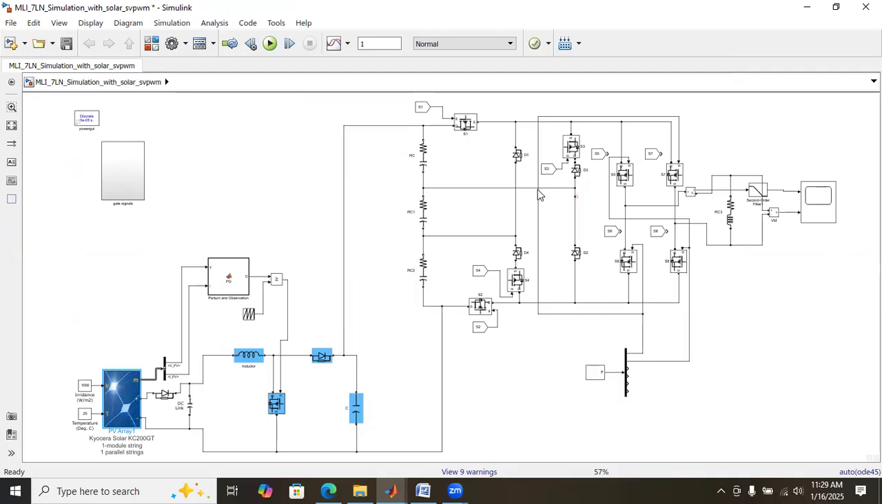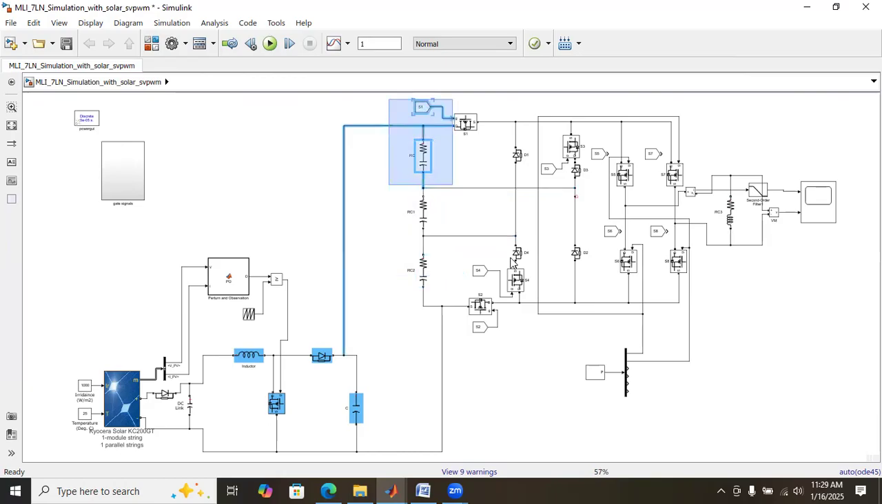The multi-level inverter operates based on these 3 capacitors. For 0 level, all the 3 capacitors will be charging. For first level, these 2 capacitors will be charging, this will be discharging. And for second level, these 2 capacitors will be discharging. For third level, these 3 capacitors will be discharging. So for positive cycle, 3 levels. For negative cycle, 3 levels. And with 0 level, we will get totally 7 levels.